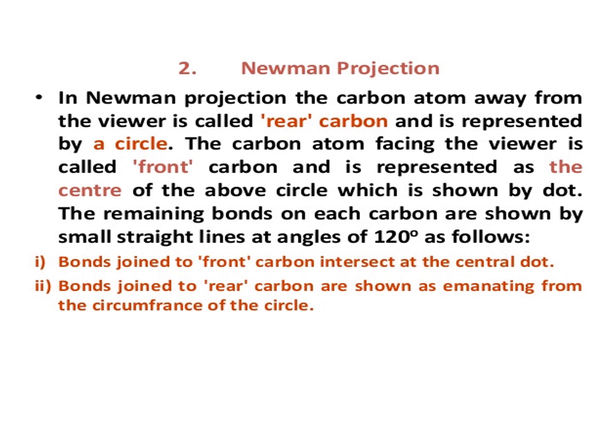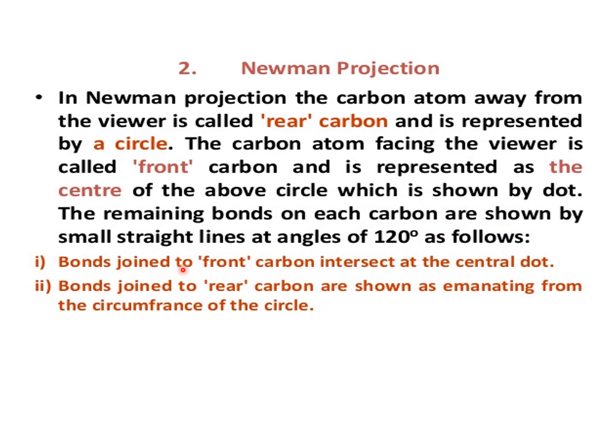The second one is Newman projection. Here we will be talking about the front carbon and the rear carbon. The rear carbon is also called the back carbon. In this Newman projection, the carbon atom away from the viewer is called rear, and it is represented by means of a circle. Whereas the carbon atom facing the viewer is called front, and it is represented by the center of the circle, which is shown by a dot. So front carbon by means of a dot, whereas rear carbon by means of a circle. This is Newman projection.